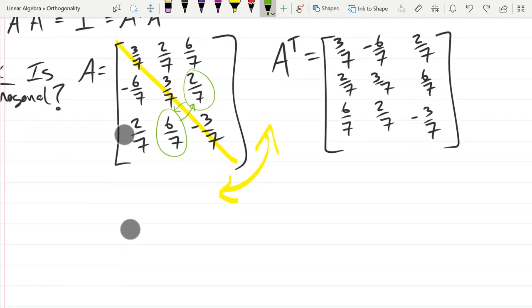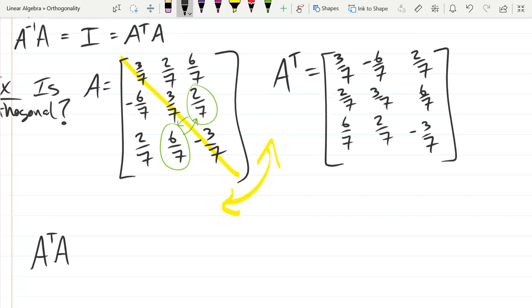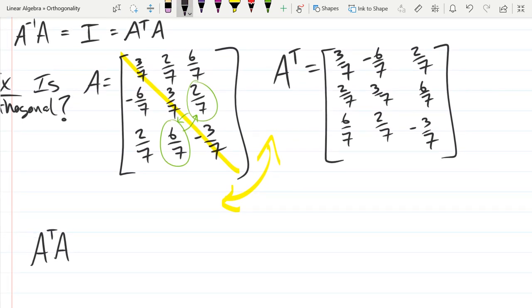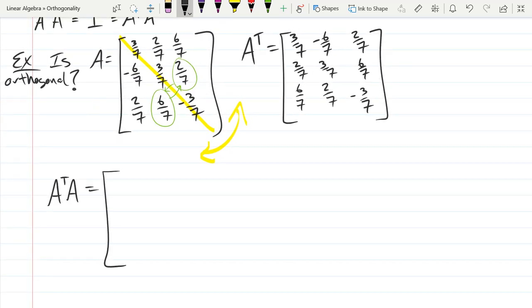Okay, so just multiply A and A transpose. It shouldn't matter the order. I'll do A transpose A. All right, so first of all, who likes fractions? So how can I get fractions out of here?